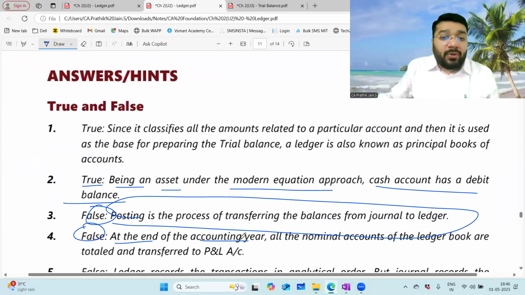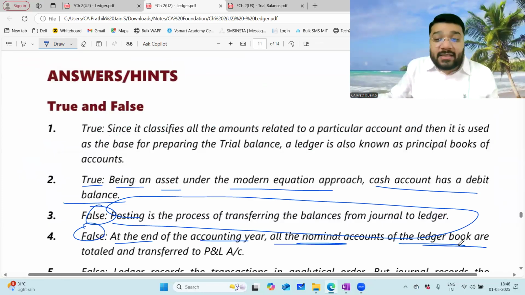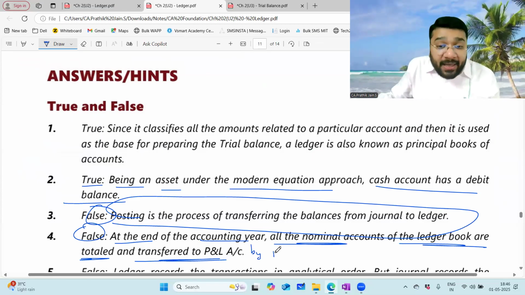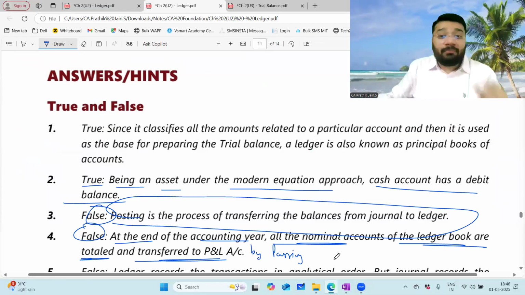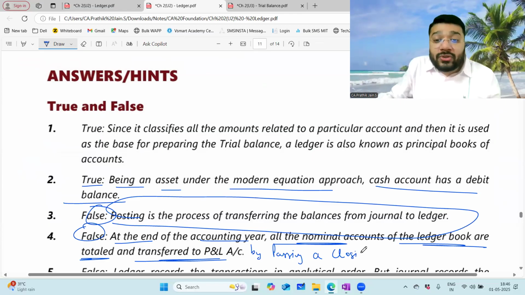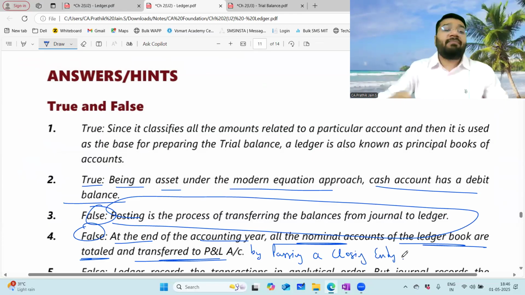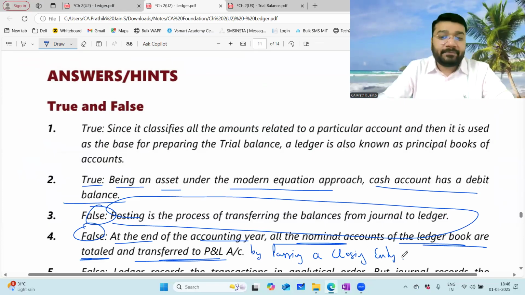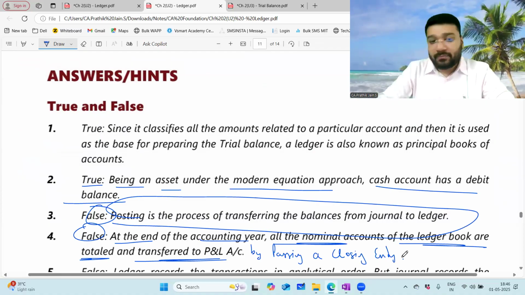False. At the end of the accounting year, all the nominal accounts of the ledger book are totaled and transferred to the P&L account by passing, write it down, a closing journal entry. Very, very important.